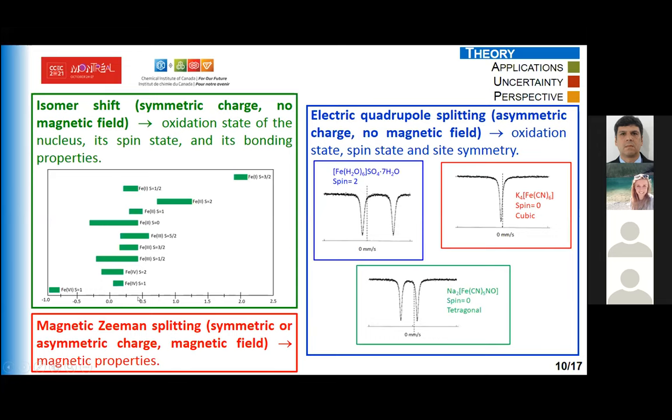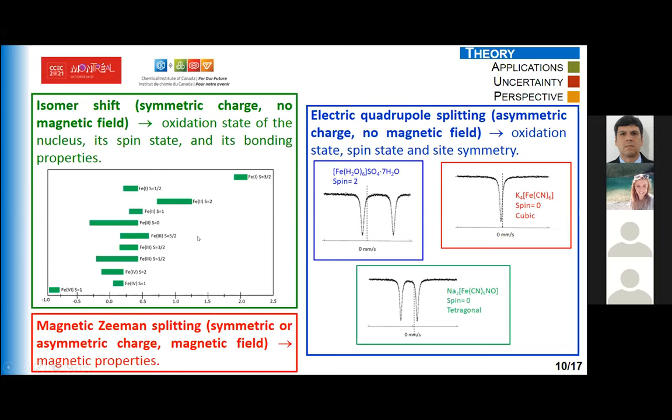This type of hyperfine interaction gives information on the oxidation states of the nucleus, its spin states, its bonding properties, and so on. And here, for example, you find schematized the typical value of the delta of shift, the isomer shift, for different compounds containing iron in different oxidation states with different spin states.